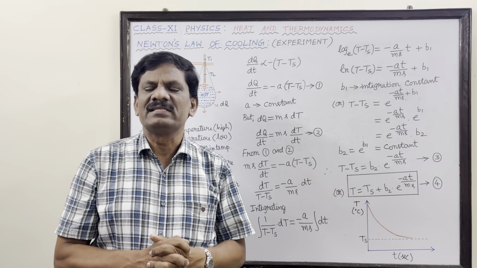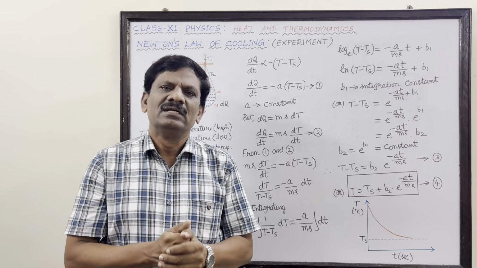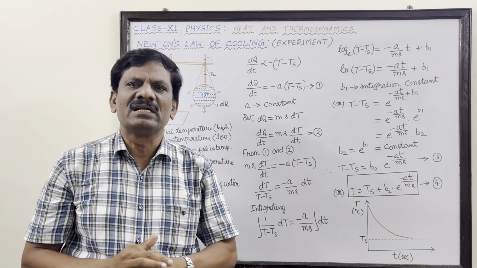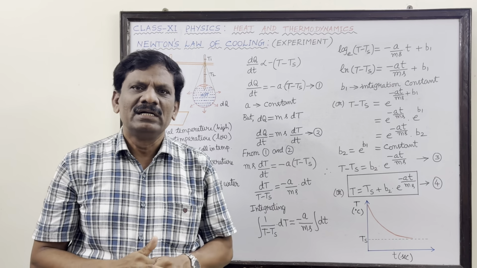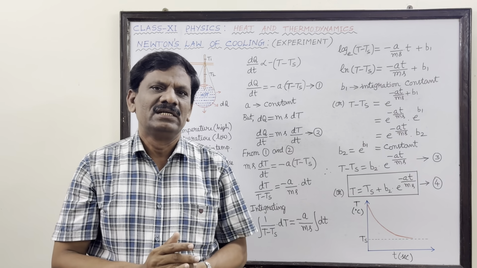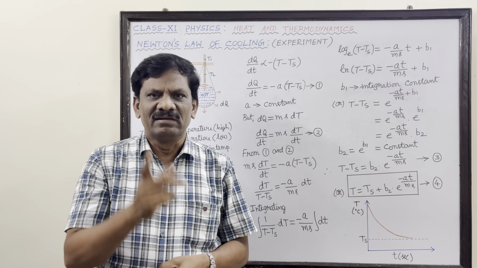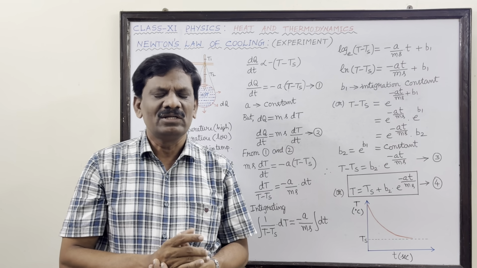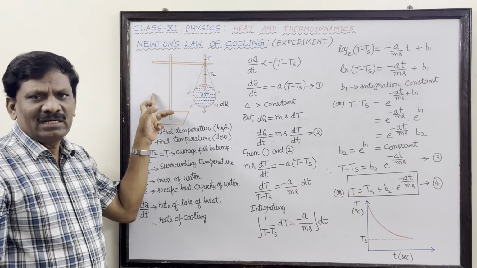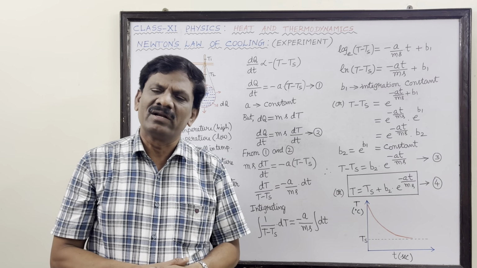So first, what we said: hot water is taken in a copper calorimeter, a thermometer is inserted, its initial temperature T1 is noted, and simultaneously a stop clock is started. After a definite time dt seconds or minutes, the final temperature T2 is noted. Now the atmospheric temperature, also called the room temperature, is automatically recorded first.